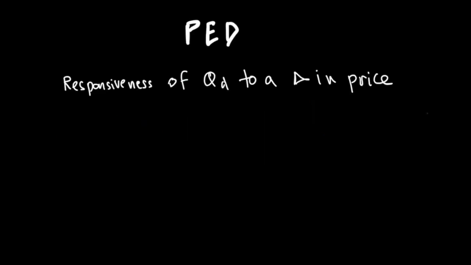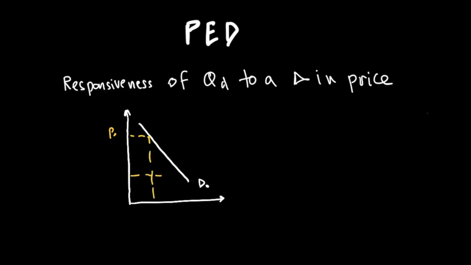We define PED as responsiveness of quantity demanded to a change in price. In other words, it tells us how much your quantity demanded will change when there's a change in price. So if I look at my demand curve, it is downward sloping, right? Let's say we call this a normal demand curve. We know when the price of a good goes down from, let's say, P0 to P1, the quantity demanded will go up.